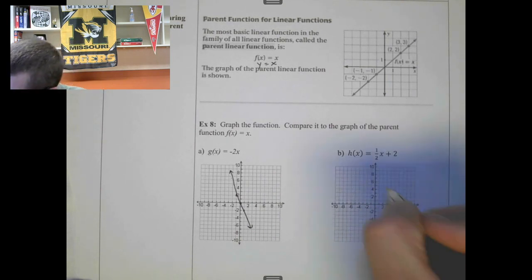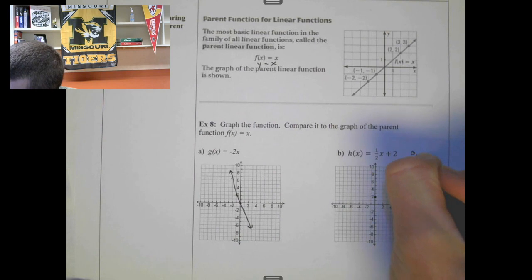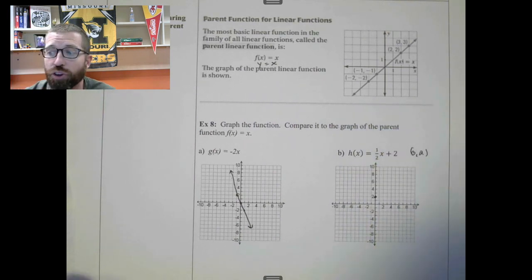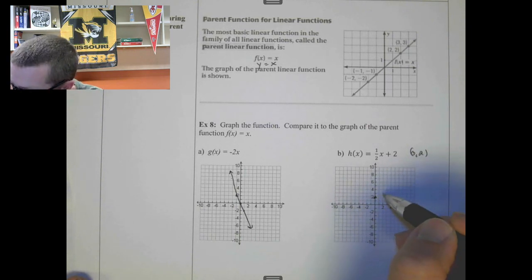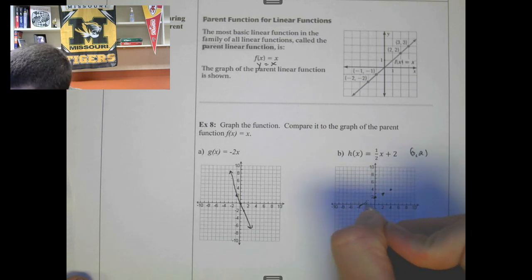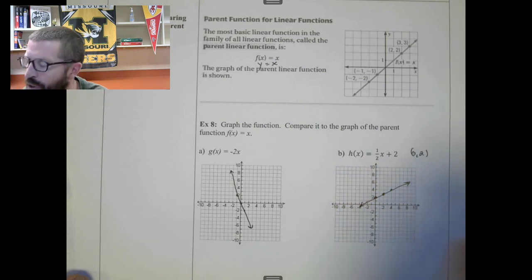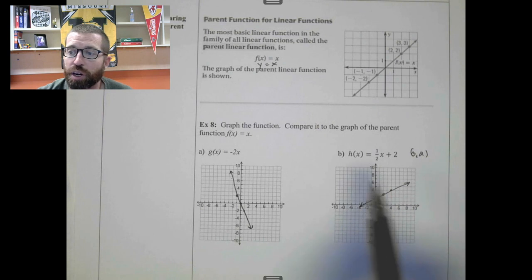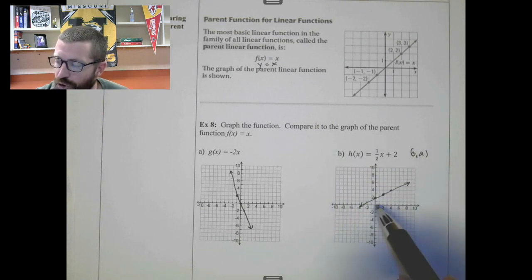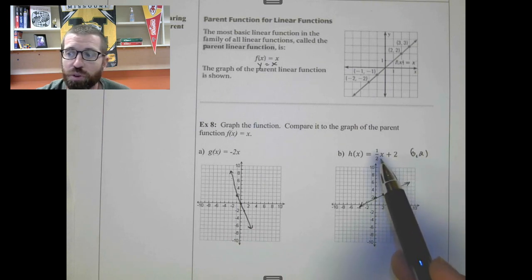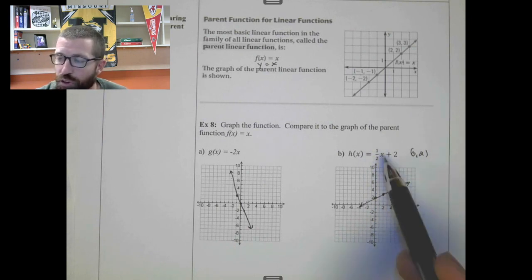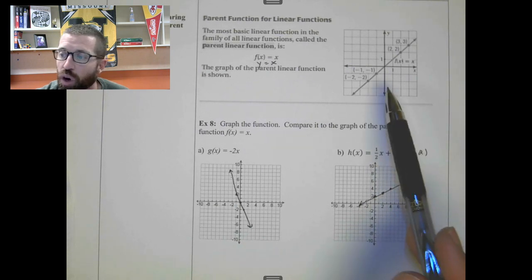Let's look at B. The y-intercept is 2. So 0, 2 is the y-intercept, and that's your starting point. So start there, and then from there you have to find your slope. So you go up 1 over 2 for your slope. Let's get another point, up 1 over 2, and then connect those. And let's talk about how this has changed from the parent function. Well, the parent function goes through 0, 0, so we've moved everything up 2. We've also compressed it, or made it less steep. So the line is less steep than the parent function because this one has a slope of 1/2, where this one has a slope of 1.